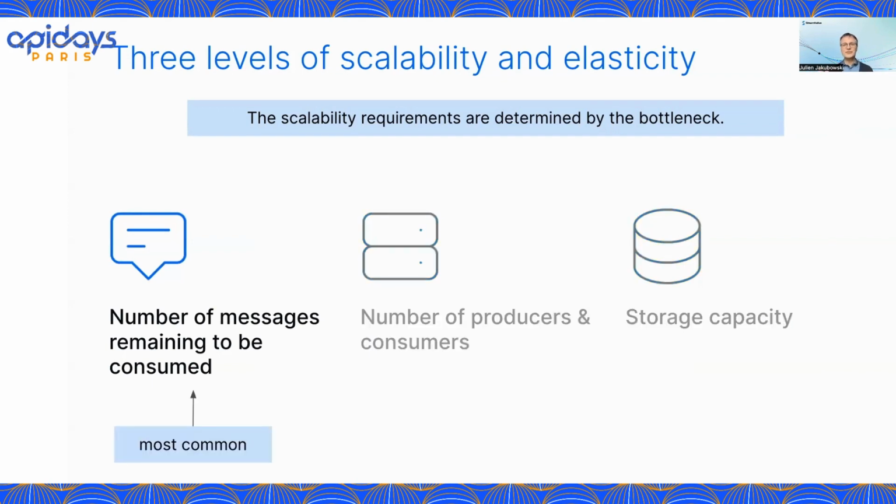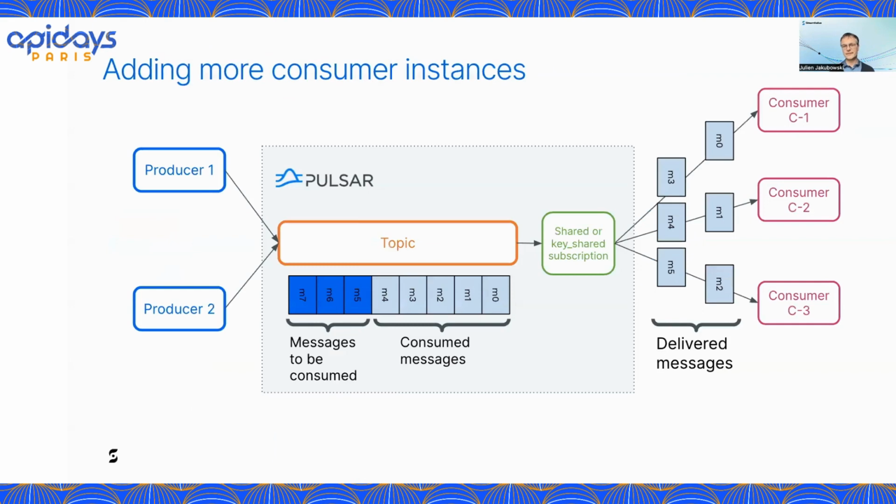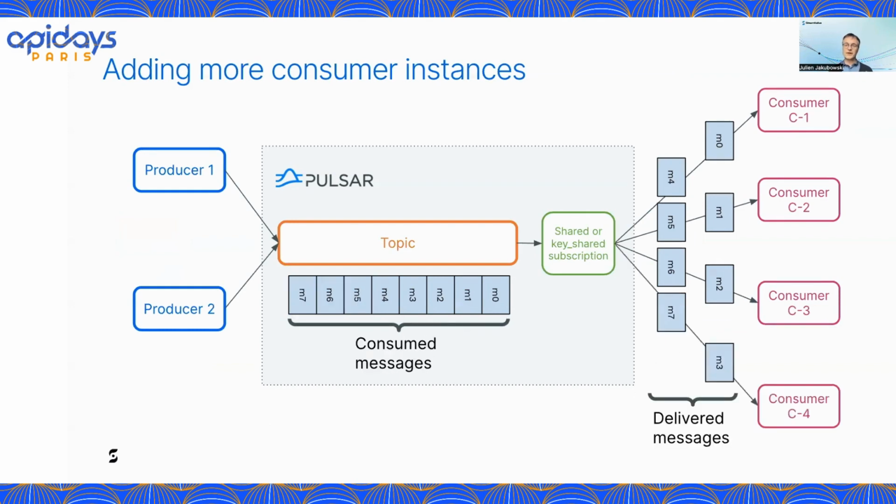Let's delve into the first bottleneck, which is likely to be the most common one you will encounter. Suppose you have multiple consumers consuming a topic. What happens if the number of messages to be consumed grows faster than the consumers can process them? With Pulsar, you just have to add new consumers to what we call a shared or key share subscription. So you can increase the throughput by adding new consumers.